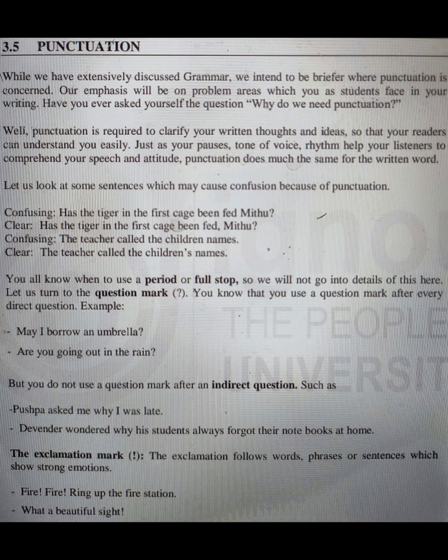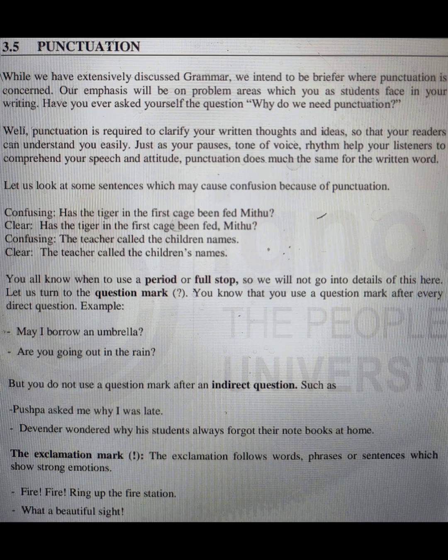Punctuation. While we have extensively discussed grammar, we intend to be briefer where punctuation is concerned. Our emphasis will be on problem areas which you as students face in your writing. Have you ever asked yourself the question, why do we need punctuation? Well, punctuation is required to clarify your written thoughts and ideas, so that your readers can understand you easily. Just as your pauses, tone of voice, rhythm help your listeners to comprehend your speech and attitude, punctuation does much the same for the written word.